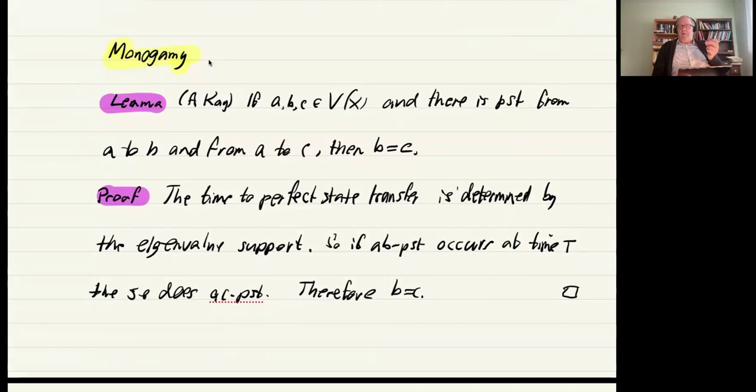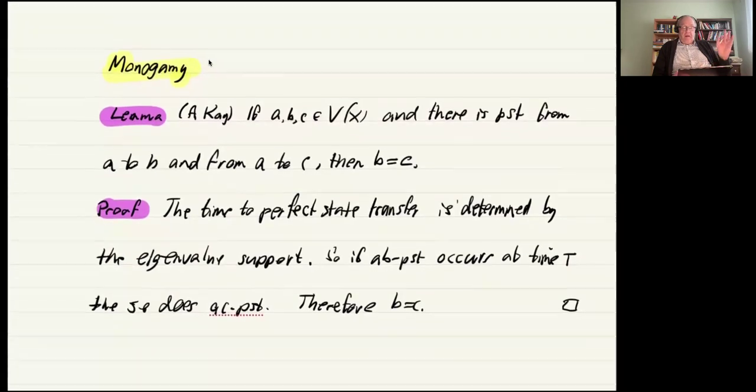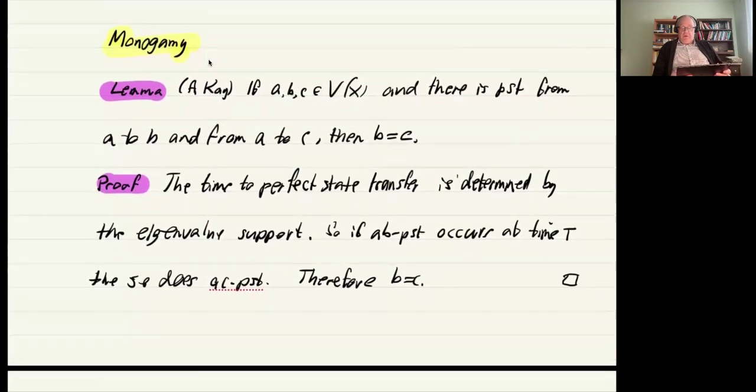Okay, so if you're at time tau, you're on some state, and because the time is determined by the eigenvalue supports and the eigenvalue supports don't change, we get monogamy. So it's an important fact that you don't have to worry. If there's PST, it occurs to at most one other vertex. Now this works more generally. This works for real states. I was thinking about vertex states back here, and that's fine too. But this holds fairly generally. Okay, so we have this monogamy of PST, and it's a consequence of this time information.